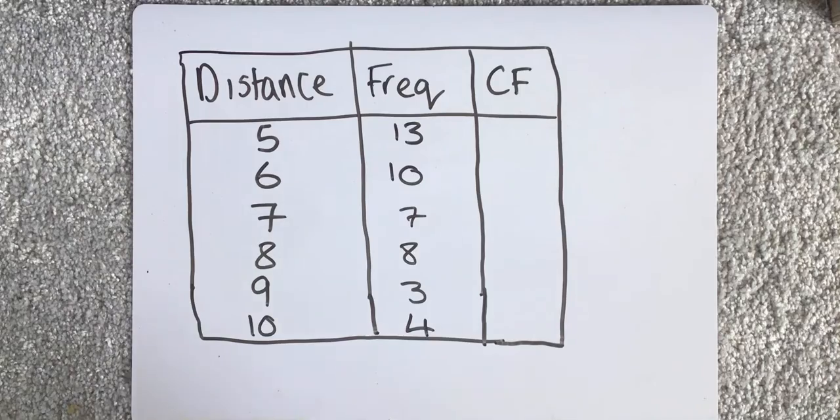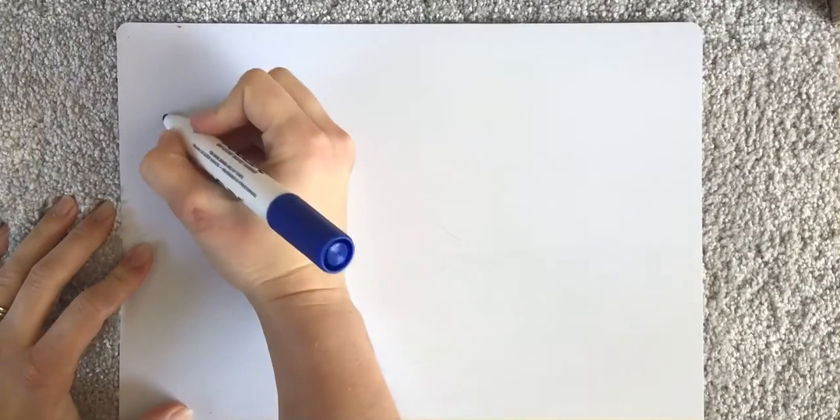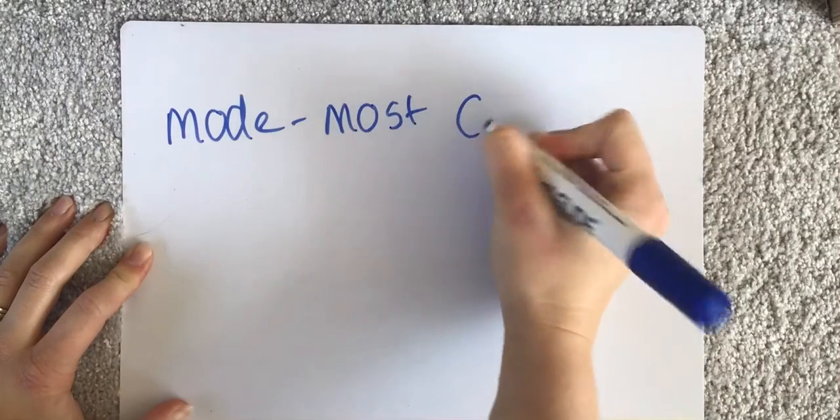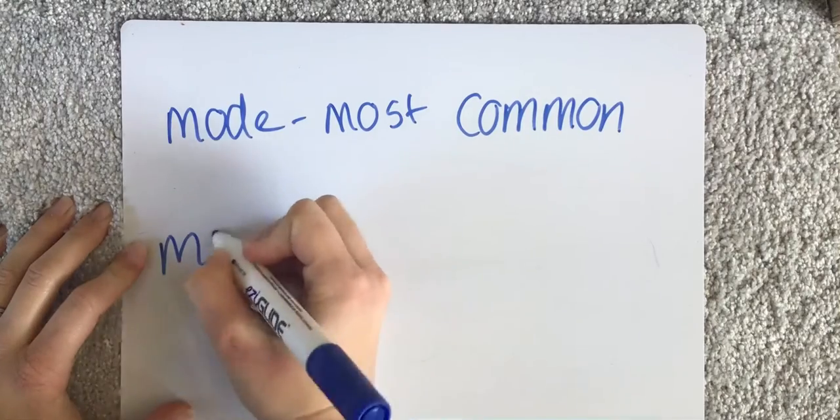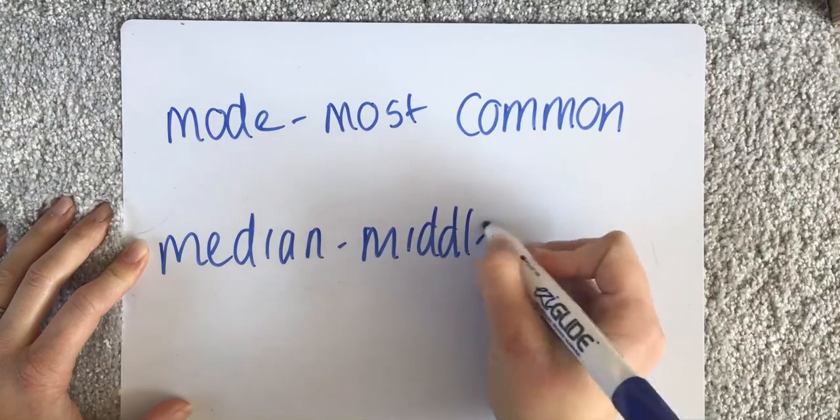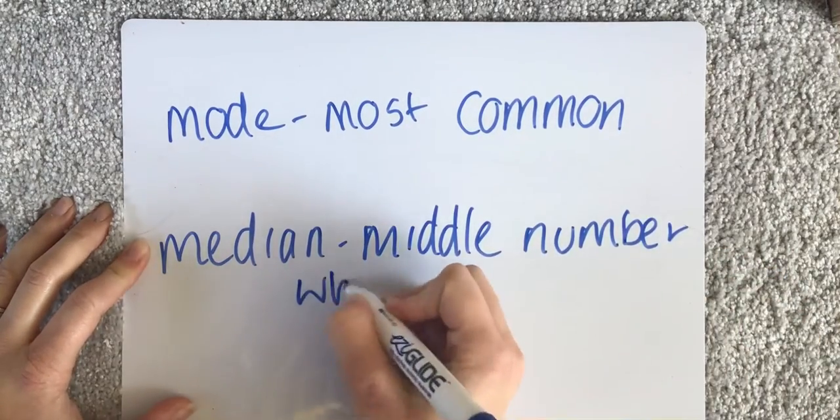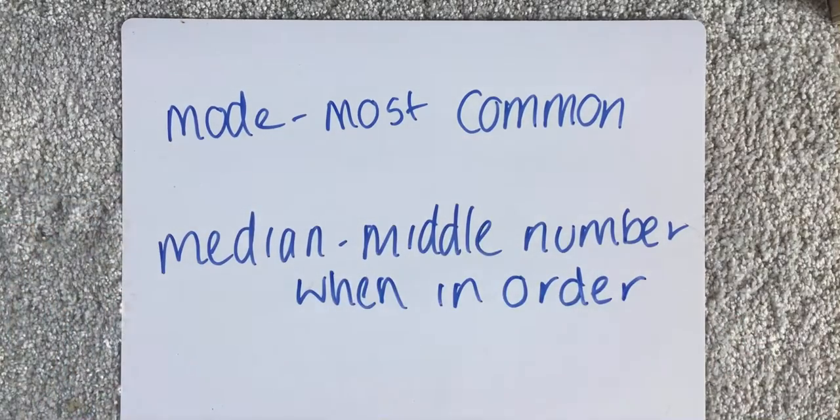So firstly, just to recap, our mode is our most common. And our median is our middle number when in order. Now, obviously, because we've got a frequency table, these are going to be slightly different to find.